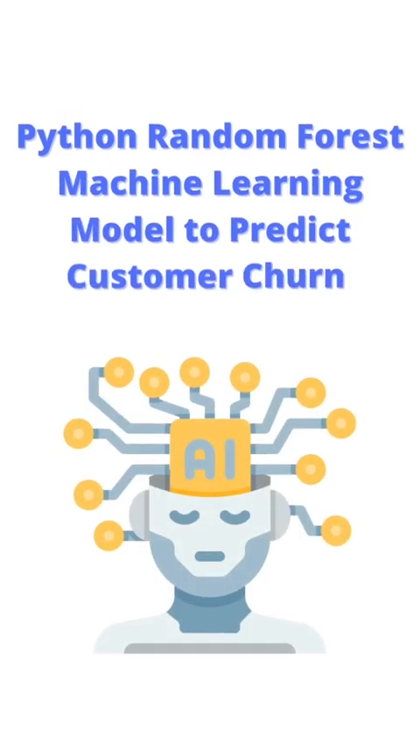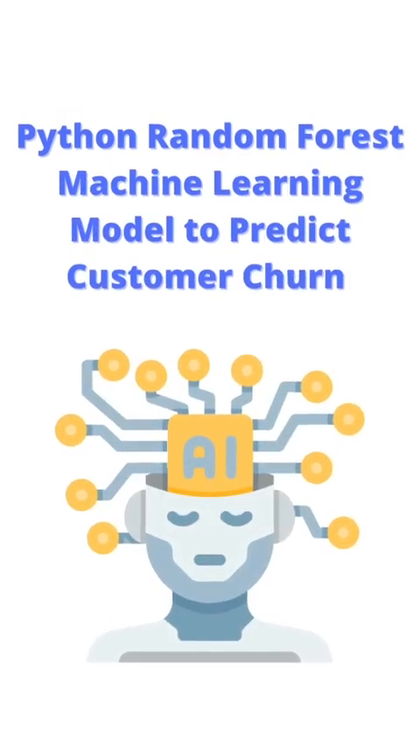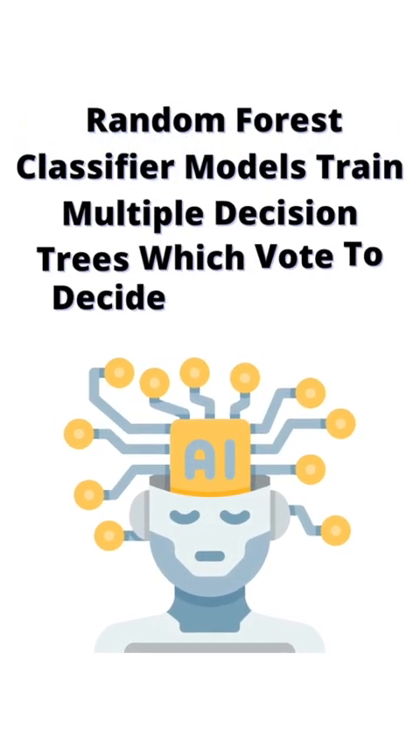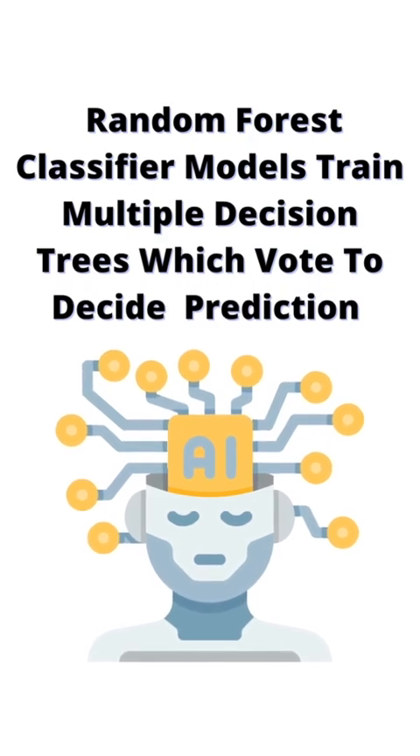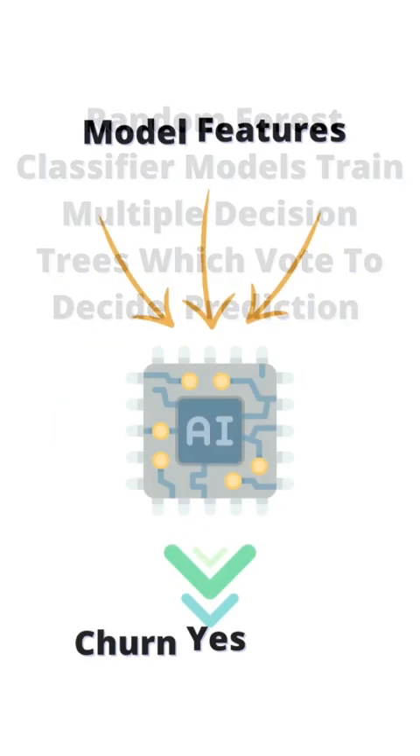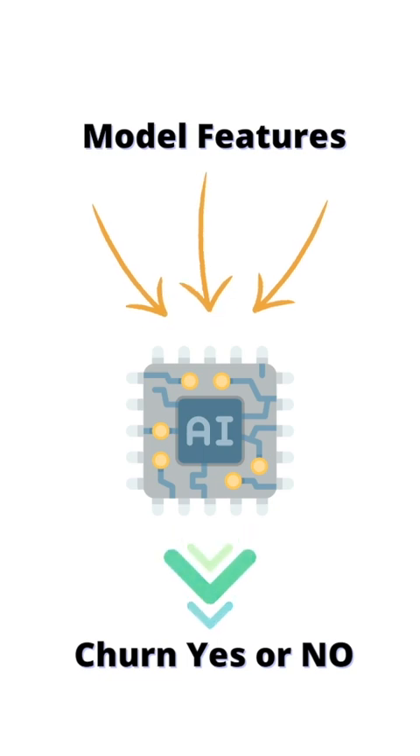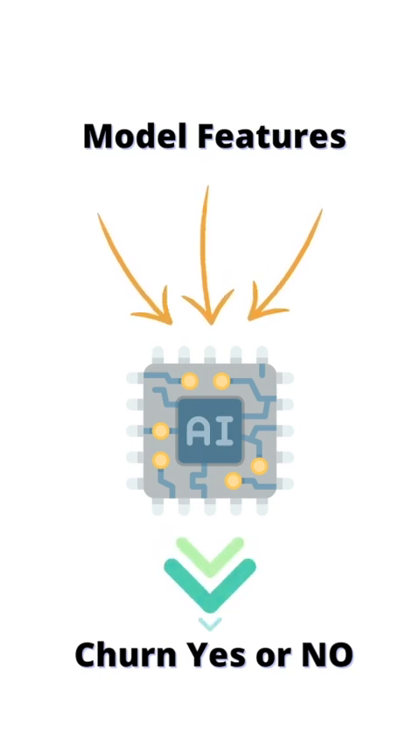I created a Python random forest machine learning model to predict customer churn. A random forest classifier model trains multiple decision trees and uses voting to decide on the class it predicts. The random forest classifier will have features fed in and it will output churn, yes or no.